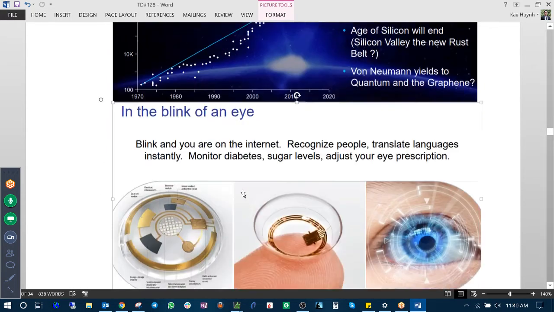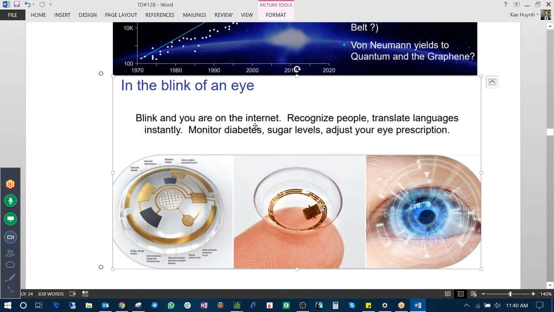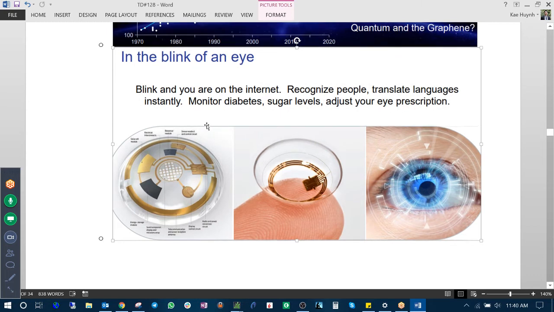In a blink of an eye. Oh, never mind. So next slide. In the blink of an eye. So this is actually in the investor pitch report, right? Blink and you are on the internet. Recognize people, translate languages instantly. Monitor diabetes, sugar levels, adjust your eye prescription.